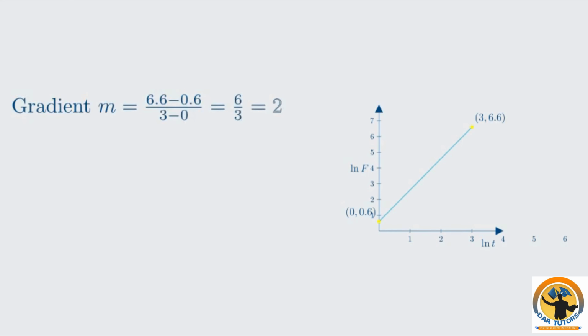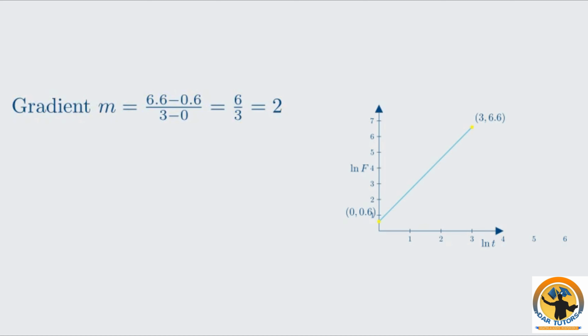Let's demonstrate this with an example. Suppose a graph of the natural log of f against the natural log of t is linear. We have a line that intercepts the vertical axis ln f at 0.6 and passes through the point (3, 6.6). First, the gradient. The gradient m is the change in ln f divided by the change in ln t. This is (6.6 minus 0.6) divided by (3 minus 0), which gives us 6 over 3, or 2.